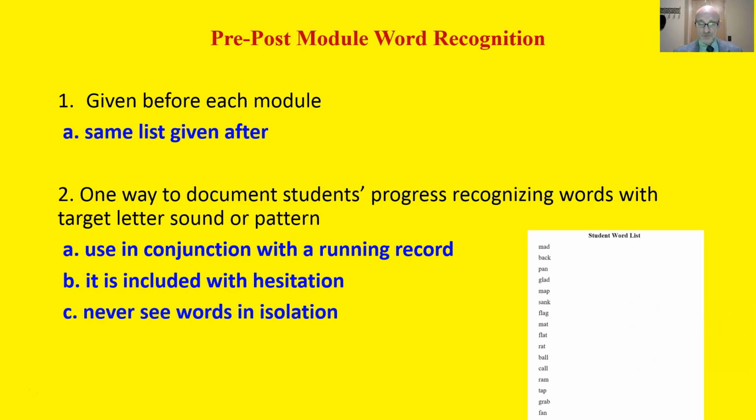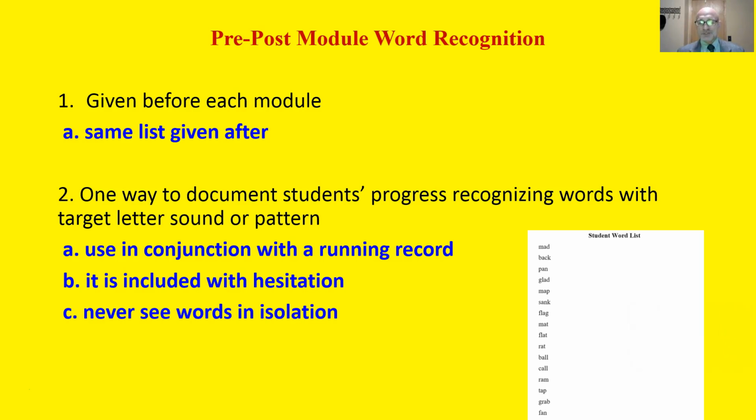There are 10 modules related to each short vowel sound. They're given the same list, pre and post module. There are 5 lessons within the module, and you see the list there. Now this is one way to document students' progress for recognizing words with that target letter sound or pattern. In this case, it's the short A.